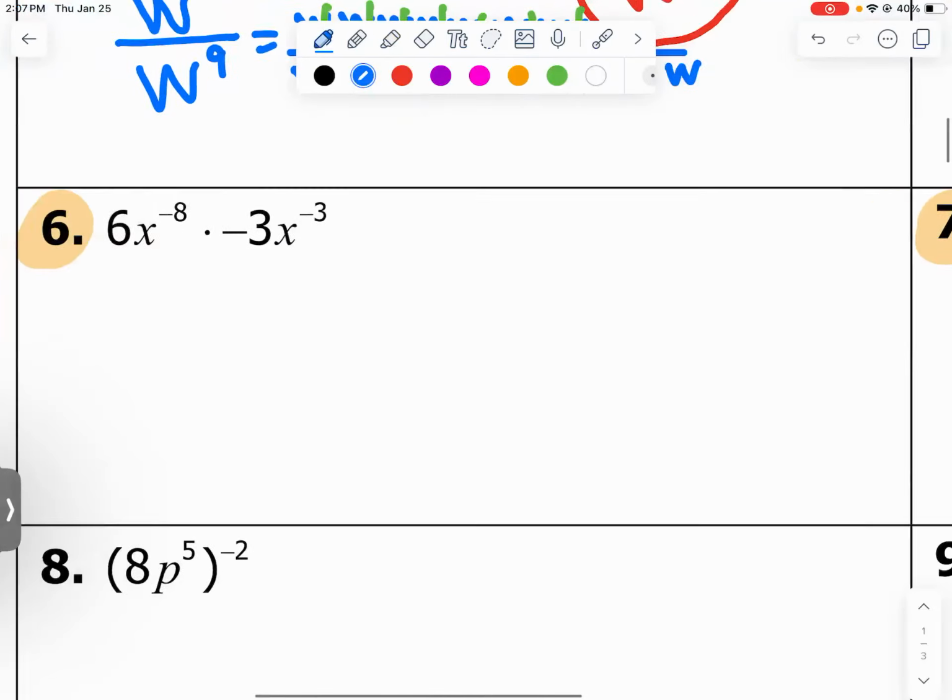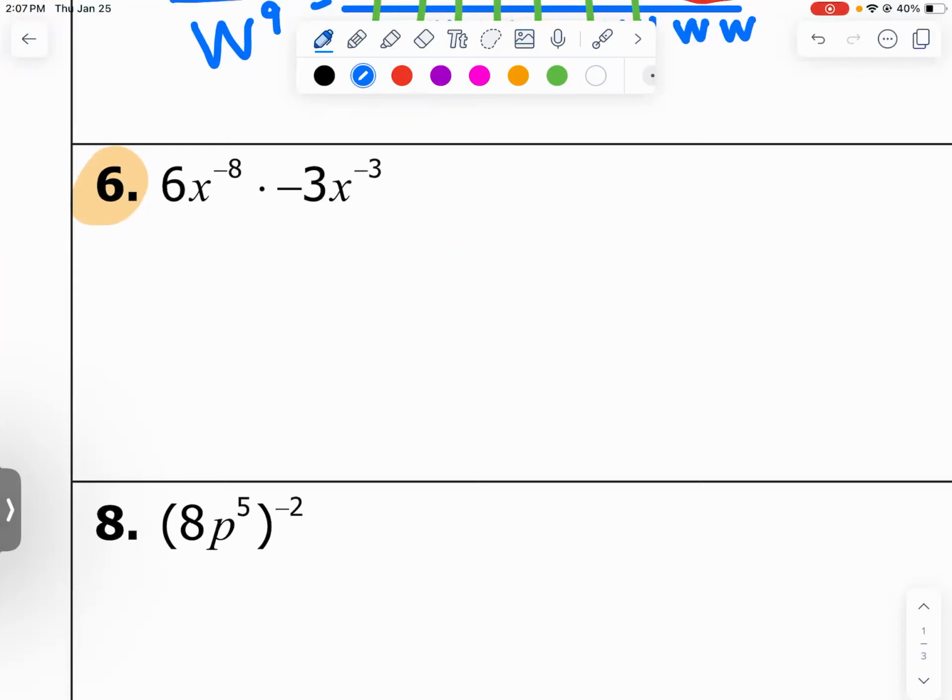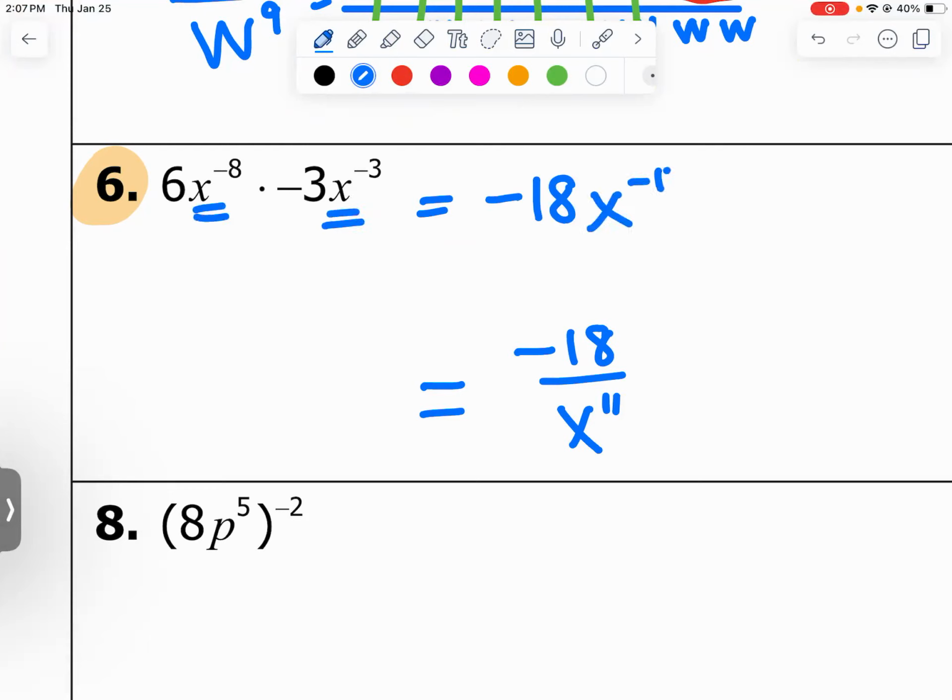Okay. Gabe and Ian, what is your answer for number 6? -18 x to the power of 11. Like that? Yep. Okay, you just said 6 and I got confused. Okay, so this becomes 6 times -3 is -18. When we multiply these two, we add our exponents, but we can't keep this negative exponent, so we move them downstairs and it becomes positive. Positively correct. Very nice work.